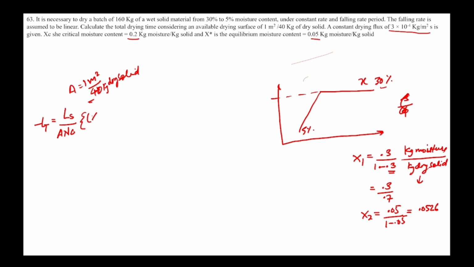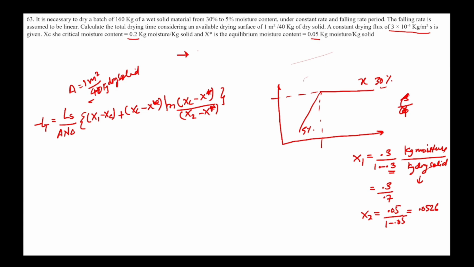First I will write the formula: X1 minus Xc, Xc is this, plus Xc minus X equilibrium, ln of (Xc minus X equilibrium) divided by (X2 minus X equilibrium). Now Ls is the dry weight. You have two methods.